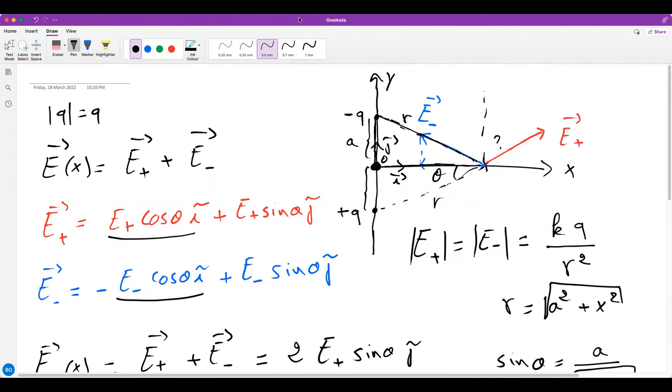So in the next video, I will talk about the electric field created by a distribution of charge, not punctual charge or point-like charges, but a distribution of charge.